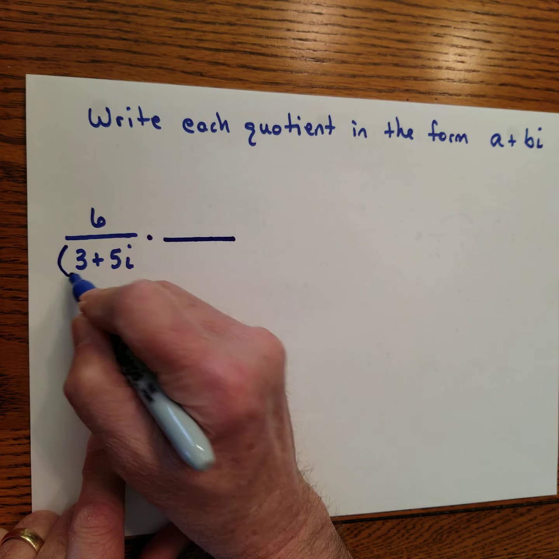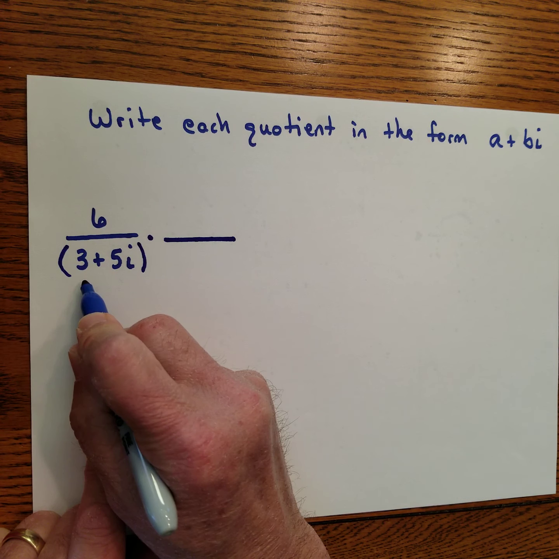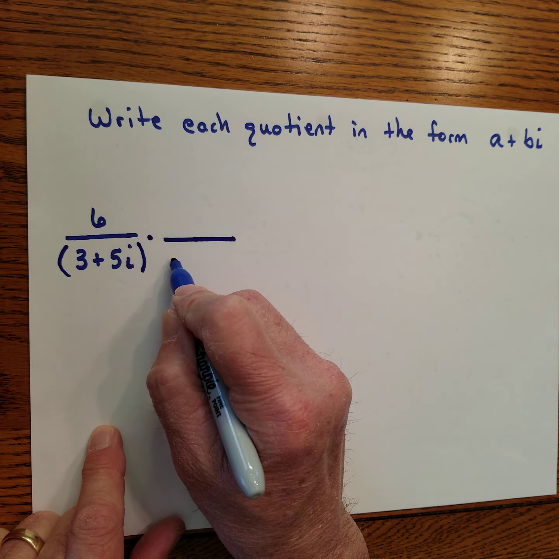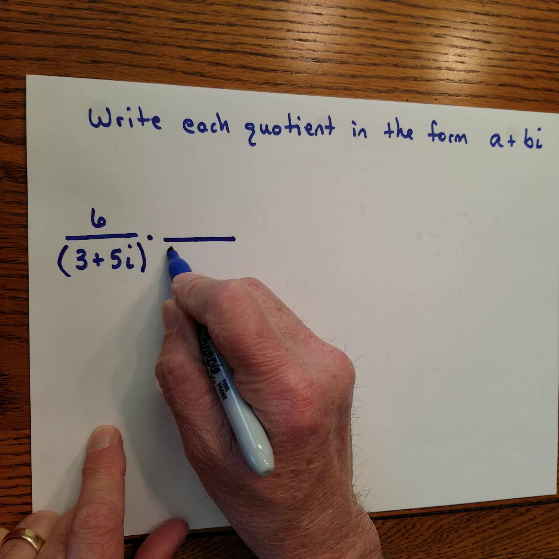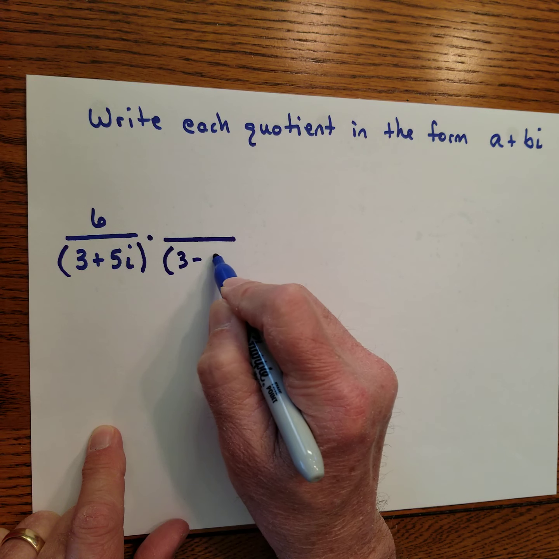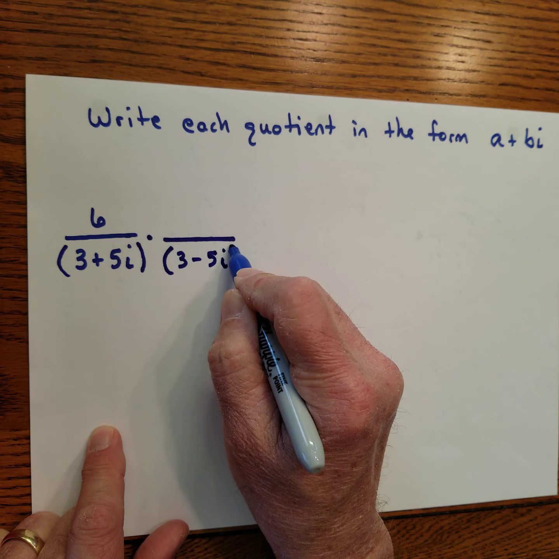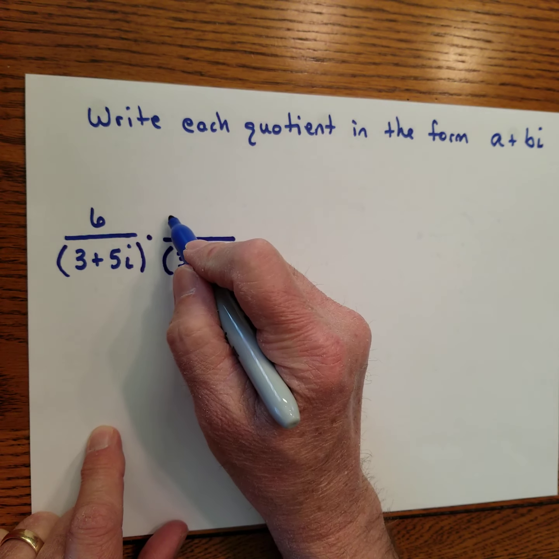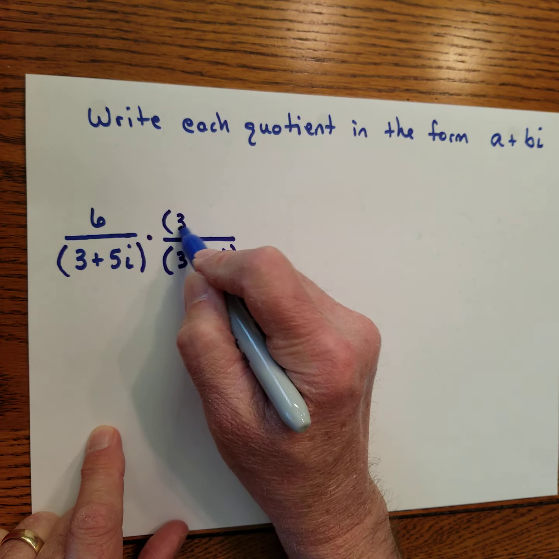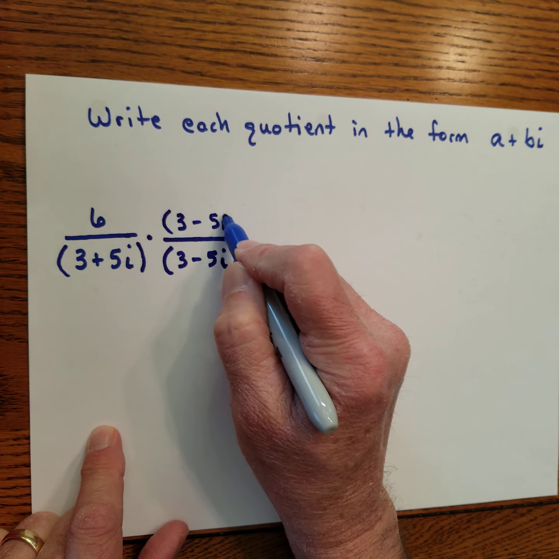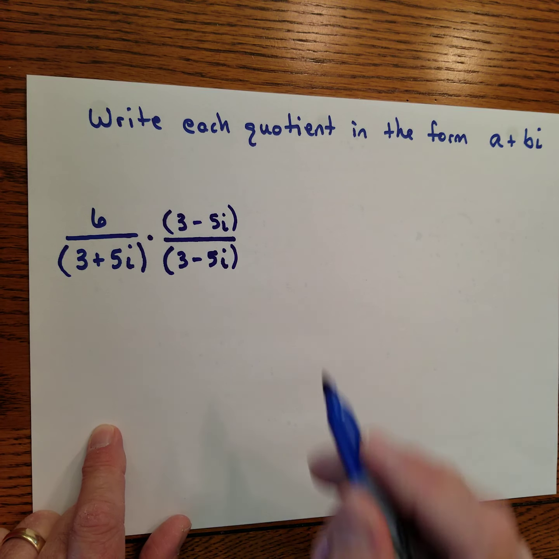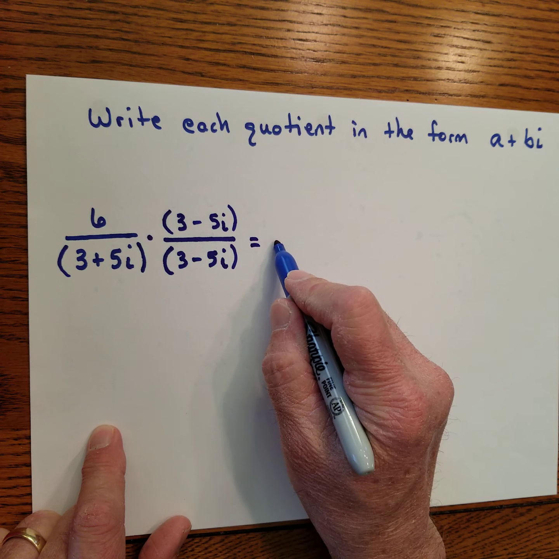We multiply top and bottom by the same value. What value shall we multiply by? We'll multiply by the conjugate of this value. Instead of 3 plus 5i, we'll use 3 minus 5i. Whatever I use in the bottom, I must match exactly in the top. Let's do the top first.